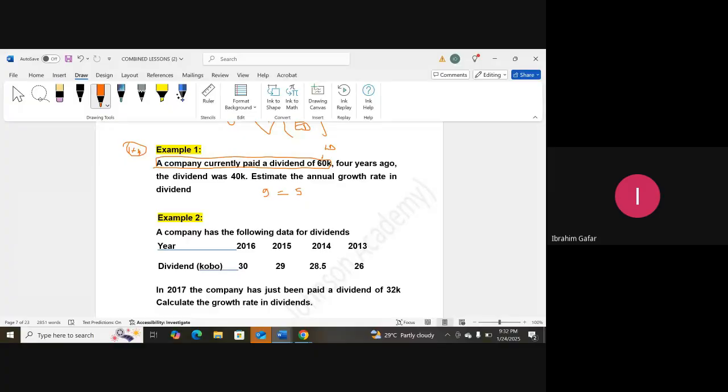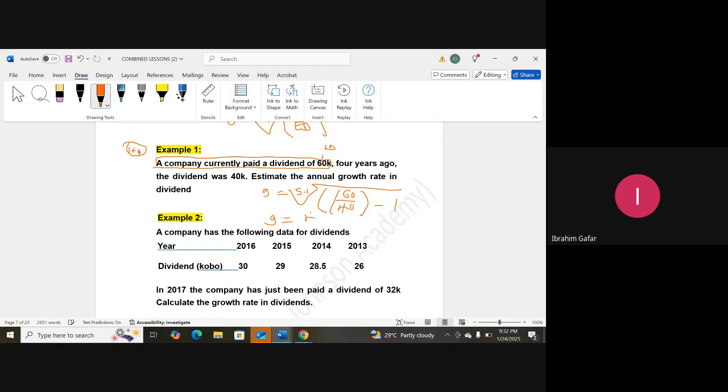Are we good to go? Okay. Because this one is the one that they currently pay, the current one. But there is 4 years ago before. So all the number of years become 5. Then we say minus 1. The latest dividend, 60 kobo, all over the earliest dividend, 40 kobo, then minus 1. So what do you have?